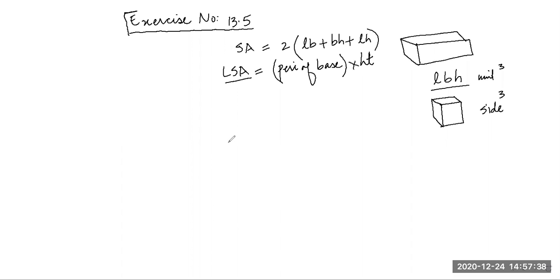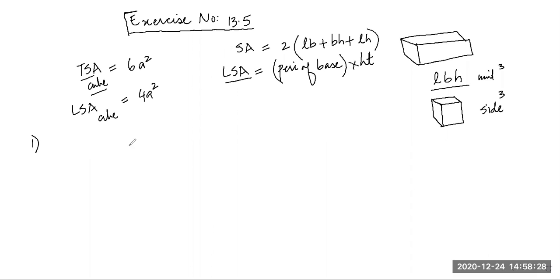Then we will find the total surface area of a cuboid. Now we have the total surface area of a cube. Surface area of one face is equal to a square. Total surface area of a cube is 6a square. Very right. And what about the lateral surface area of a cube? Correct, 4a square. Depending upon all these formulas, let's do question number 1.